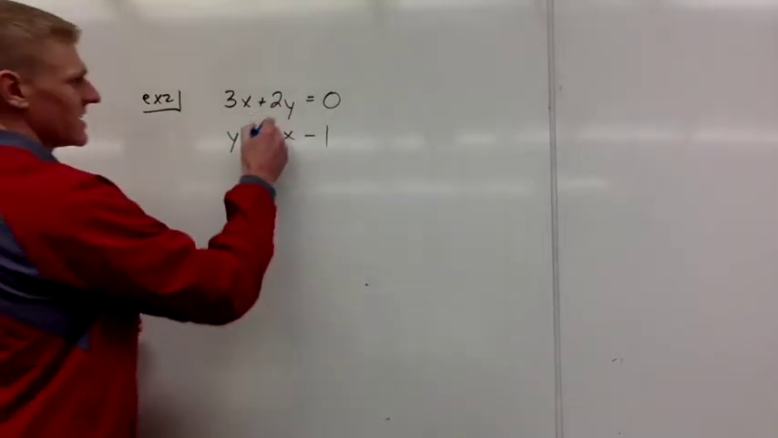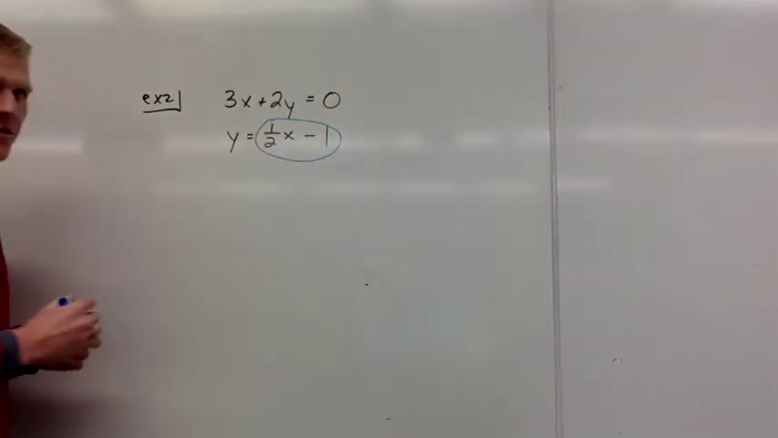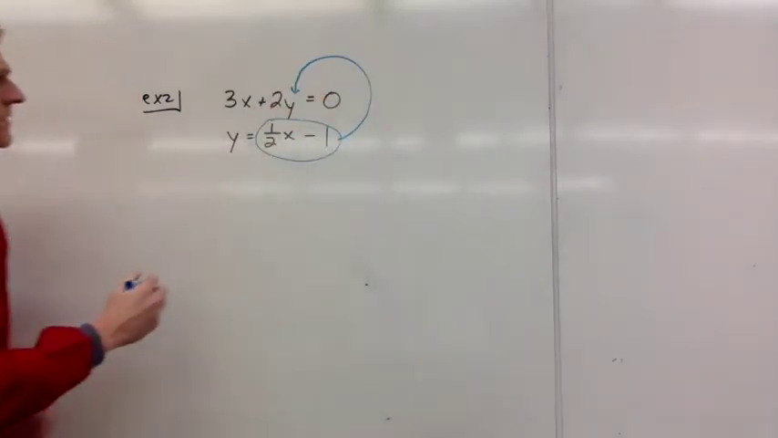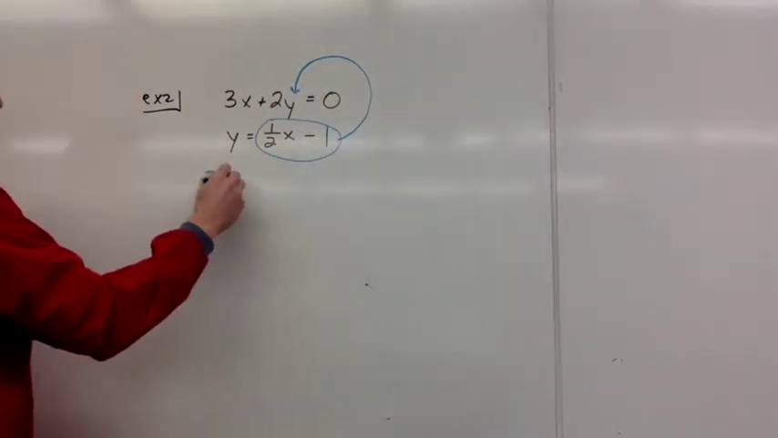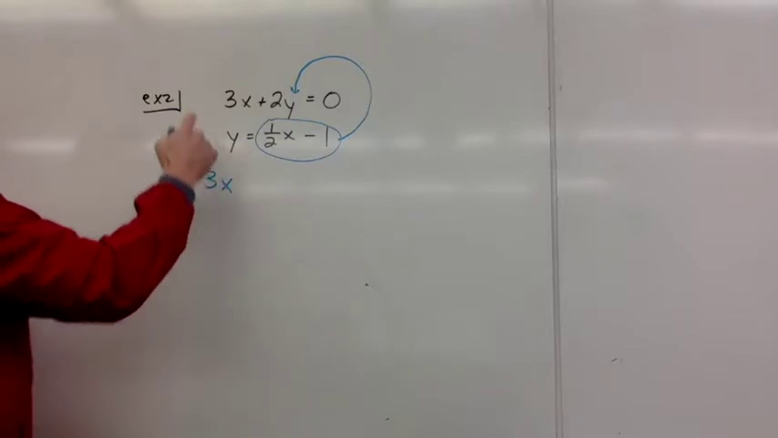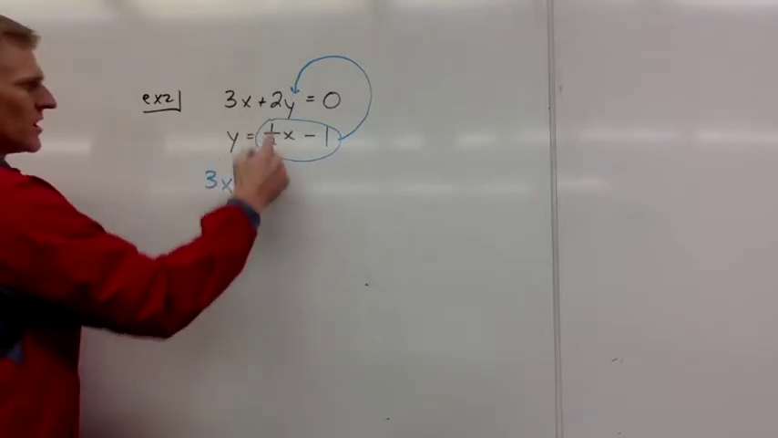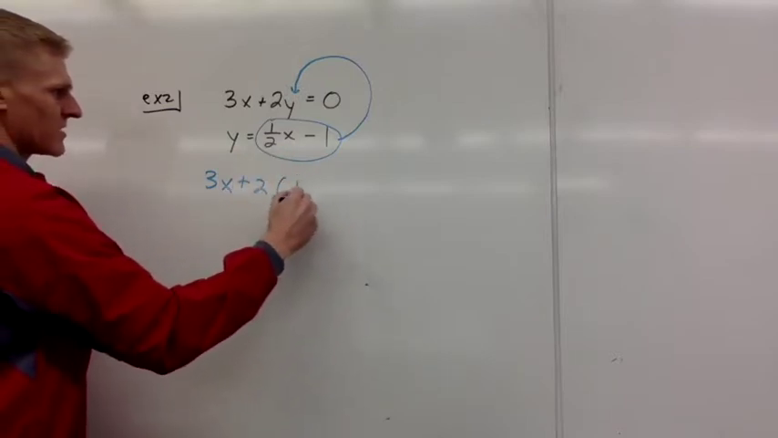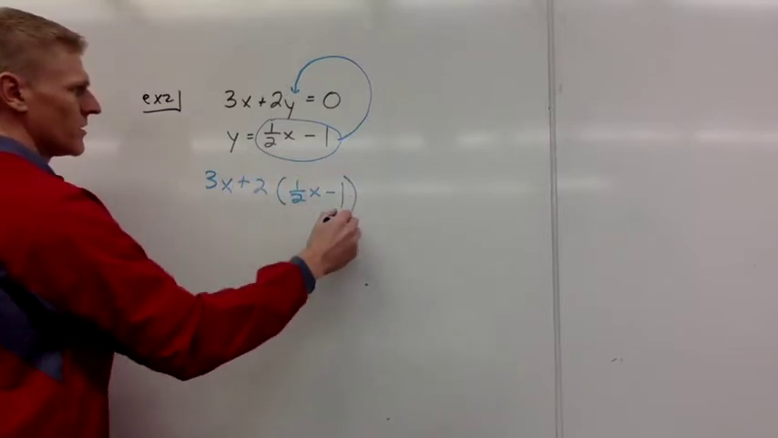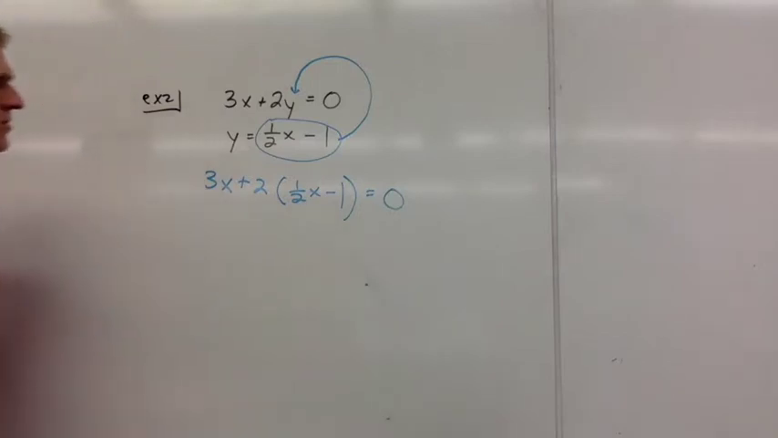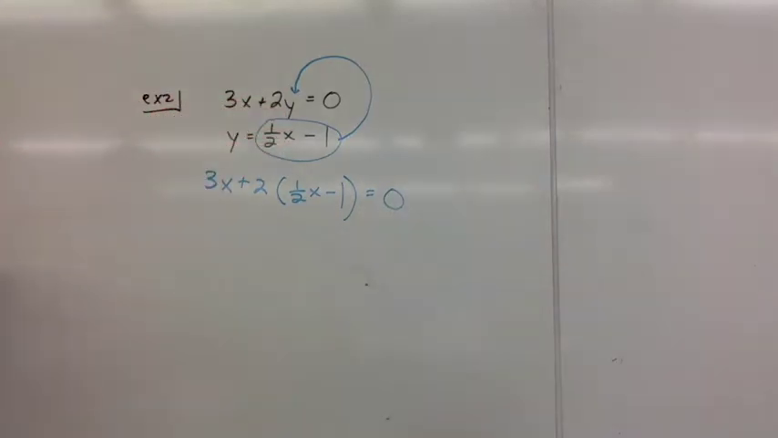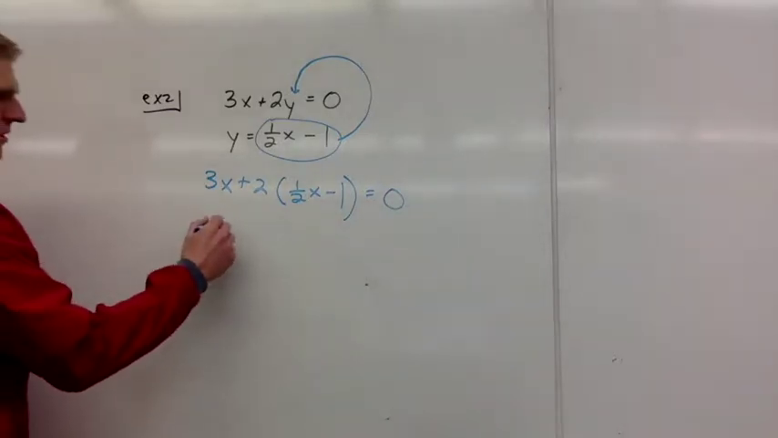So we're going to take this equation that's already solved for a variable, and I'm going to substitute it into the other equation wherever there's a y. It's going to look a little more complicated, but then it's going to be all one variable. So 3x plus 2, instead of writing y, I'm going to write this substitute, 1/2 x minus 1 equals 0. So the only thing I've changed in this top equation is where there was y, I've written what I circled. And we'll solve it just like we did before.